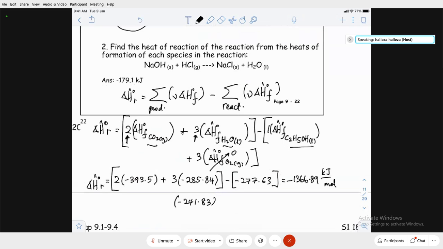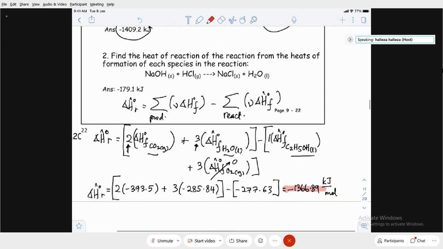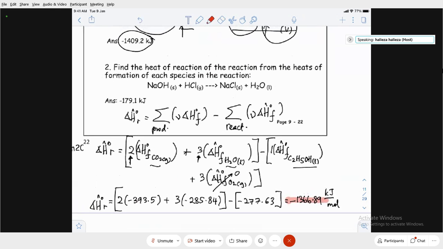No, doctor. No. I don't know why the answer is different. How about the rest of you guys? Did you get the same value? Negative 1366.89. I got the same value. Can anybody check what mistake we made? Or did the author give a wrong solution? Not the author. I got this from somewhere else. I don't know where. Anybody? I thought I got everything right already.